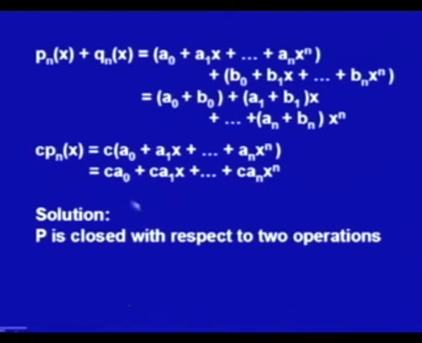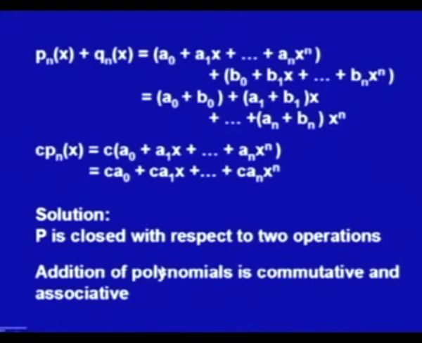Now, as far as scalar multiplication is concerned, the same is true. Look at this, c p_n(x) is also a polynomial of degree n. The only difference is all the coefficients are multiplied by c, but they still remain real. That is why c p_n(x) is a polynomial of degree n, or we say that P is closed with respect to the two operations.